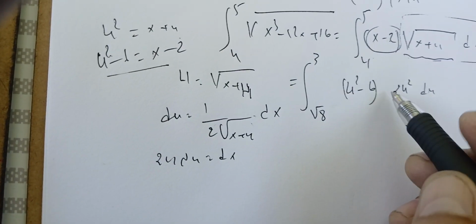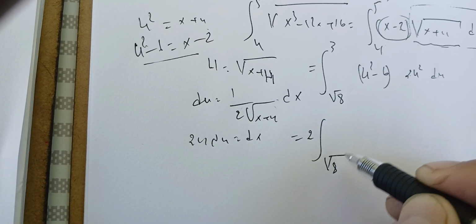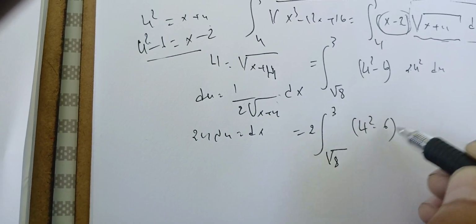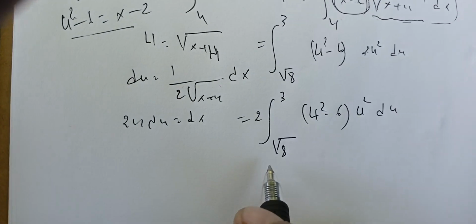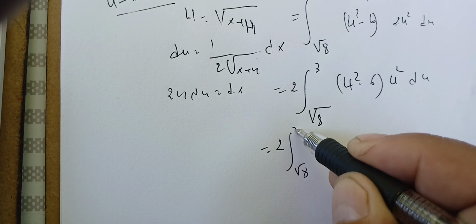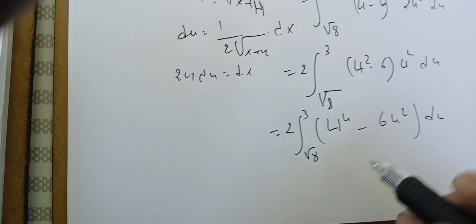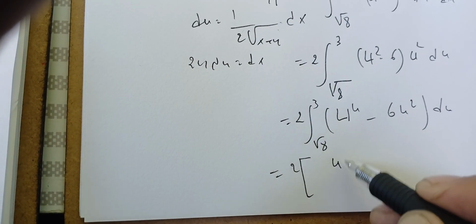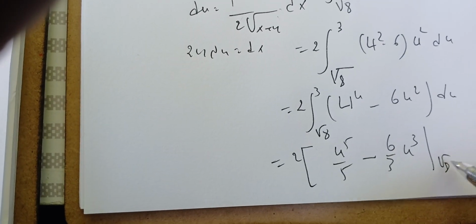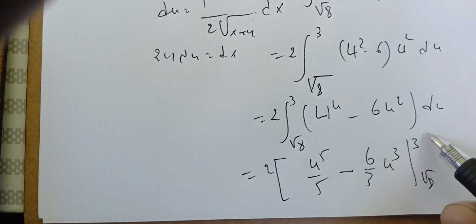Therefore I have a polynomial here now. I'll take the 2 outside, and the integral is between the square root of 8 and 3 of u squared minus 6 times u squared du. This is a polynomial that I can work a bit. I get u to the 4 minus 6u squared du. So I get 2 times u to the 5 over 5 minus 6 over 3 u cubed, between square root of 8 and 3. We can simplify this more, but I'm going to stop here.